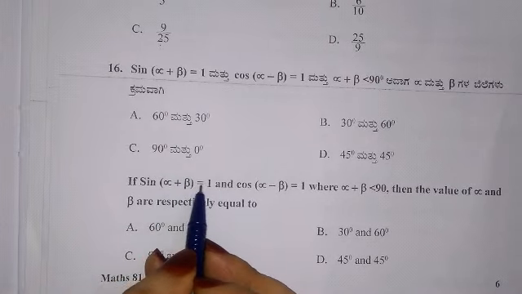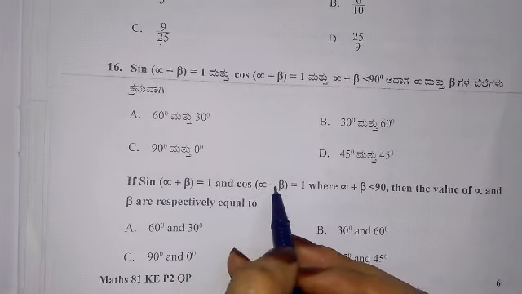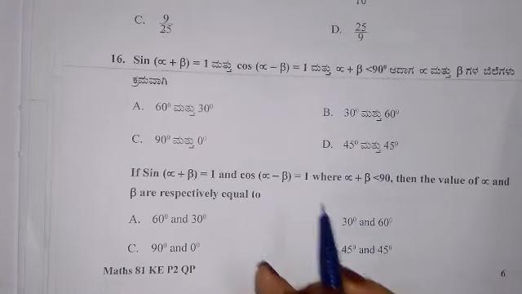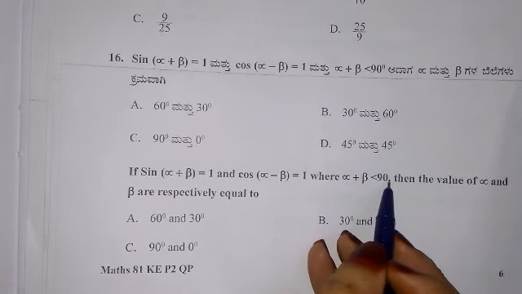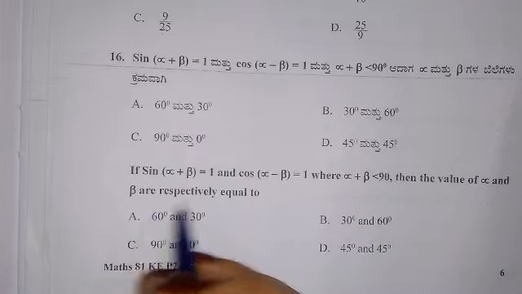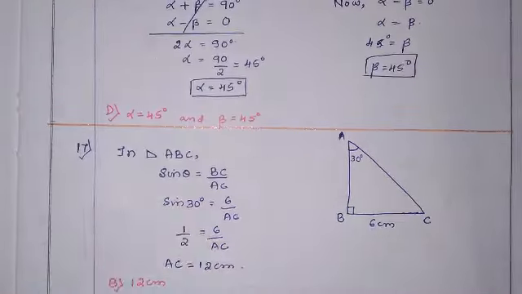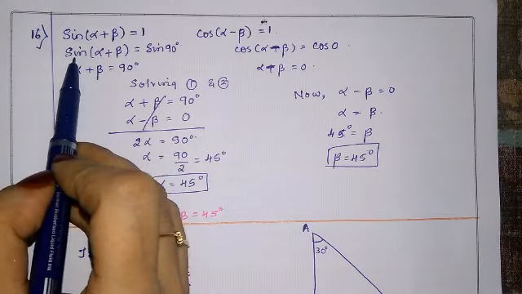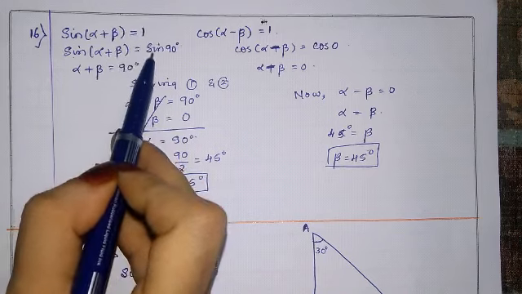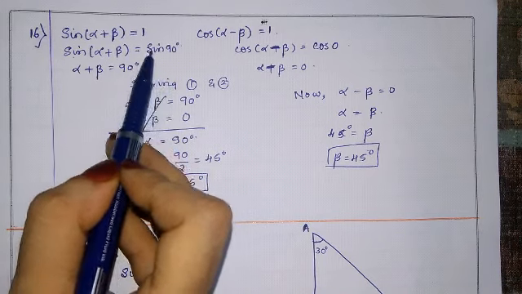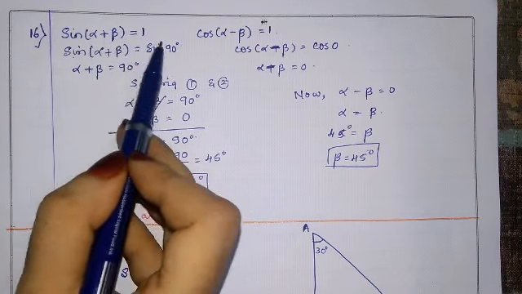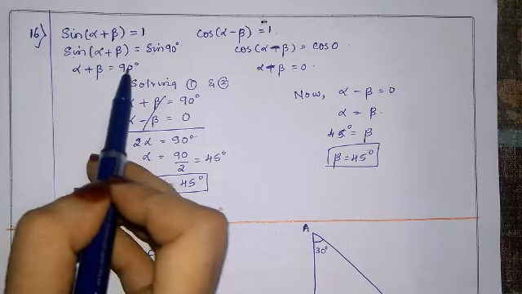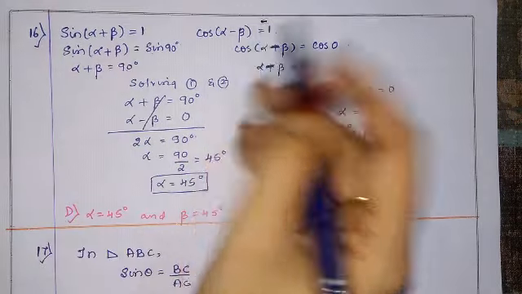If sin(alpha plus beta) is equal to 1 and cos(alpha minus beta) is equal to 1, where alpha plus beta is less than 90, then what is the value of alpha and beta? Okay, we know that sin(alpha plus beta) is equal to 1. So in the sin table, which angle gives the value 1? Sin 90 is 1. So sin gets cancelled, and alpha plus beta is equal to 90 degrees.